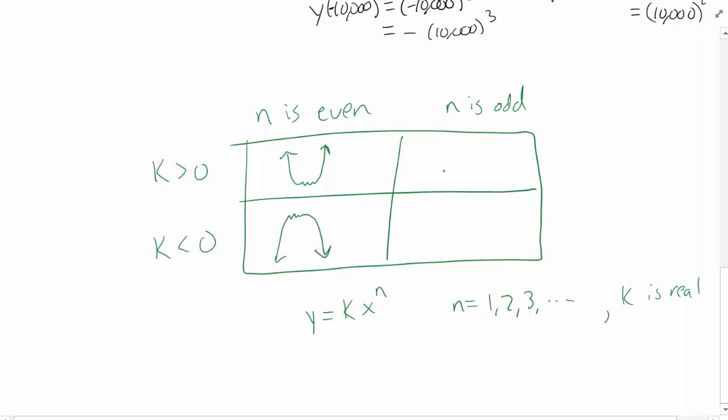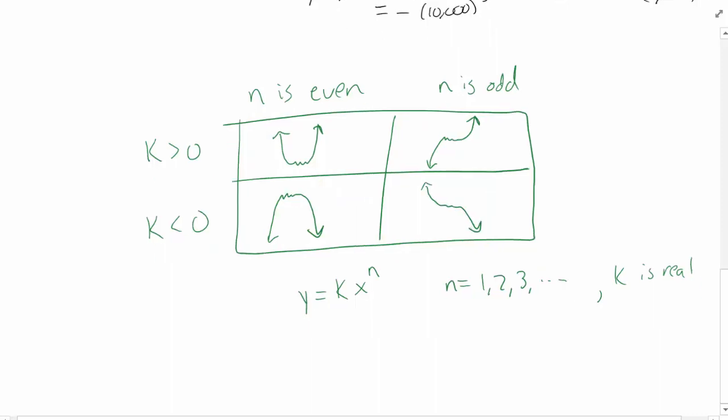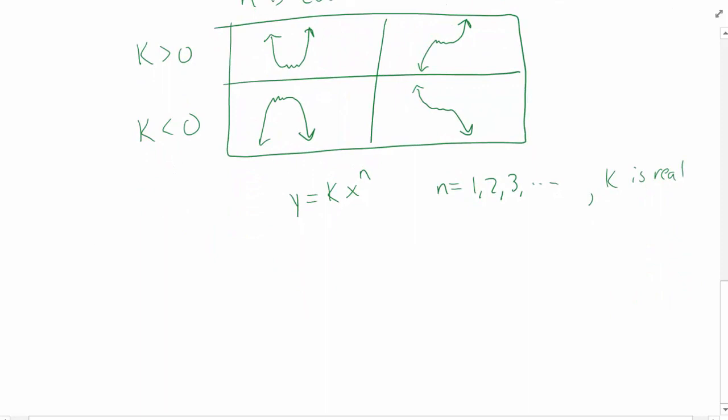If you're talking about an odd one, that's like our x cubed. If you think about x cubed, we know what that one looks like. Its end behavior is down, up. And if you add a negative up front, it's going to be up, down. Okay, let's do some examples.